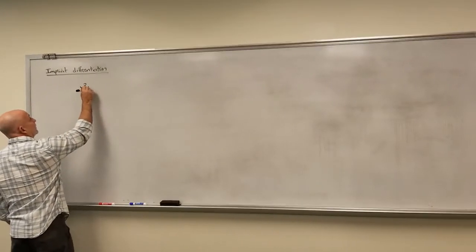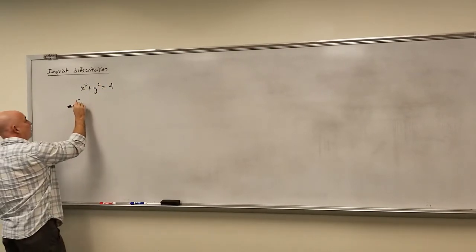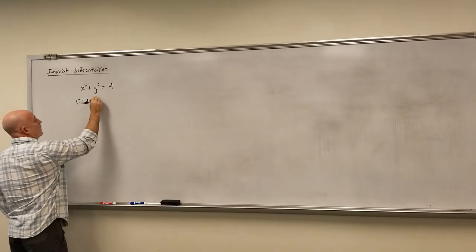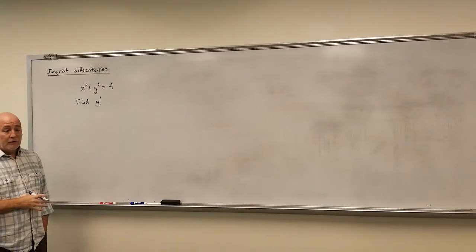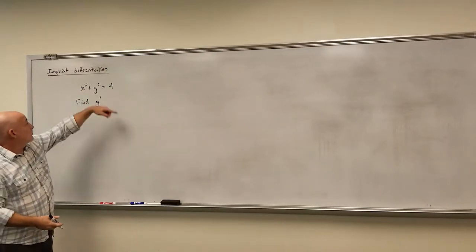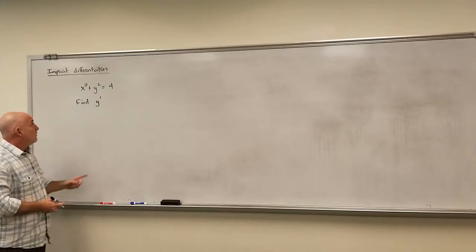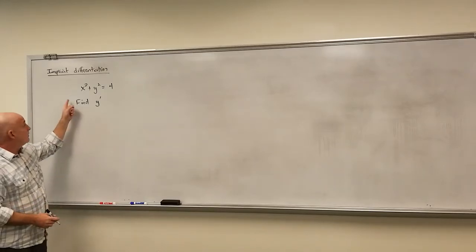Let's say we have x squared plus y squared equal to 4. And our directions here are find y prime. Now in this one, we could actually solve for y, right? We could move the x squared over, take the square root. We would get a plus or minus, but technically we could do it. But here it's actually easier just to take the derivative of this equation.